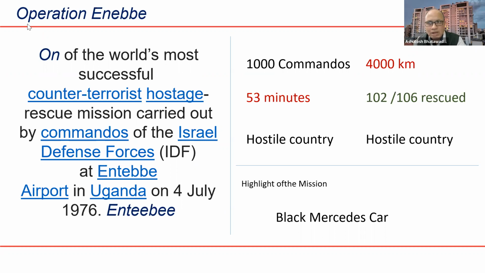Anyone knows the story behind the black Mercedes? Anyone aware of the story? I mean, that was the highlight. This was the man of the match in that entire operation, the black Mercedes car. If you don't know, just reach out to me one-on-one and I will talk in detail about what exactly this black Mercedes was. The movie name is Operation Entebbe. Entebbe is what the operation was called. You can Google it and get to know about it.